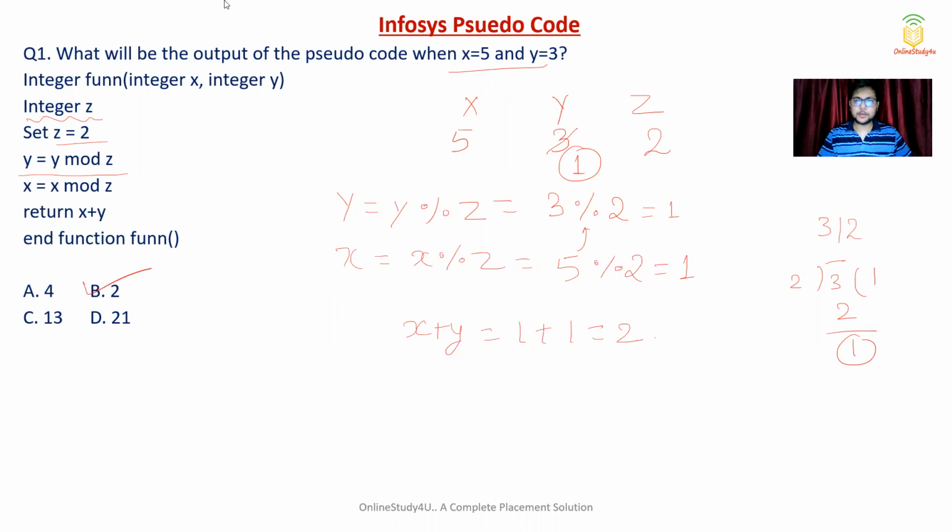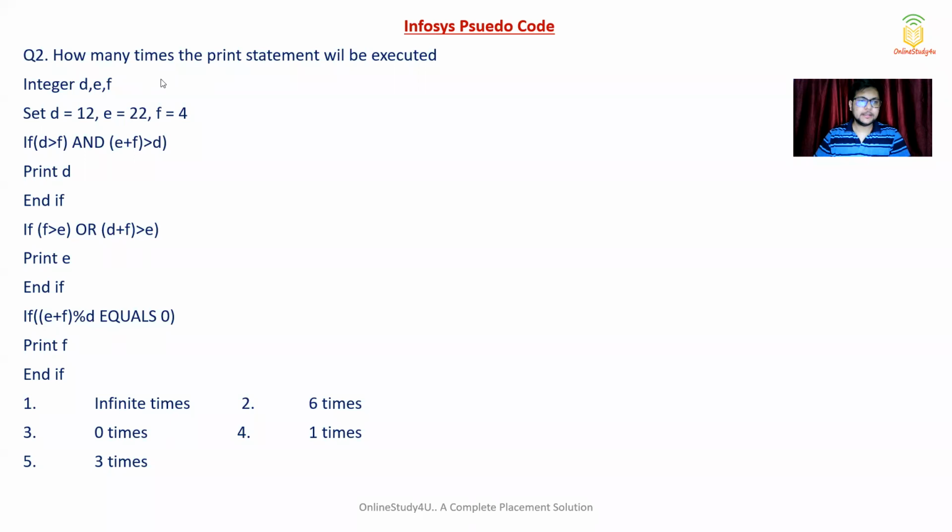Let's move on to our question number 2 now. In this question we have to tell how many times the print statement will be executed. Let's see. We have three integers d, e, and f. The value of d is 12, the value of e is 22, and the value of f is 4. Now we have an if condition: if d greater than f. Yes, it is. It is my condition 1.